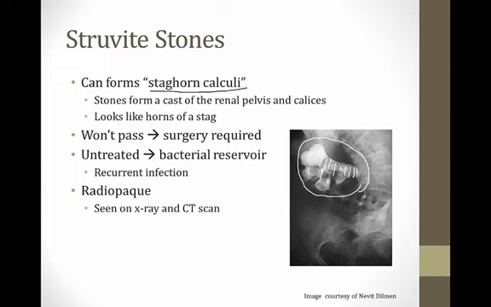Now obviously something that big is not going to pass on its own through the ureter and into the bladder and out in the urine, so surgery is going to be required. And if this doesn't get treated, it becomes a reservoir for bacteria, and patients with struvite stones that go untreated can get recurrent infections. And obviously these are radio-opaque stones. You can see it on X-ray and CAT scan, just like in the image over here on the screen.